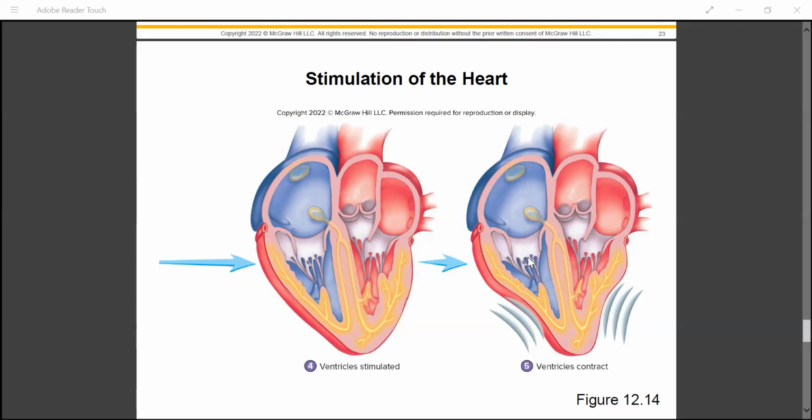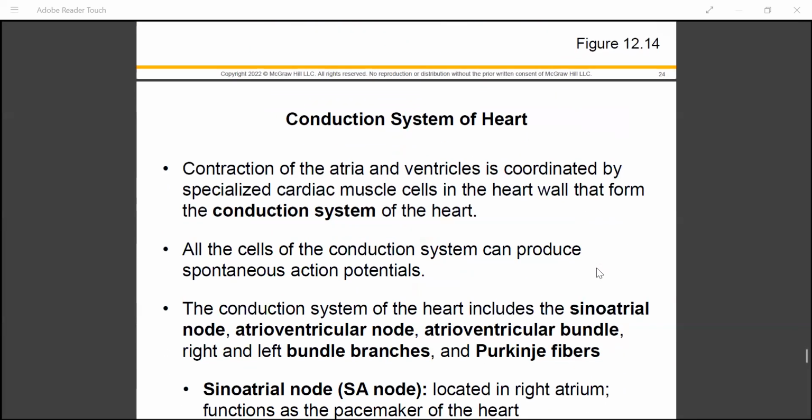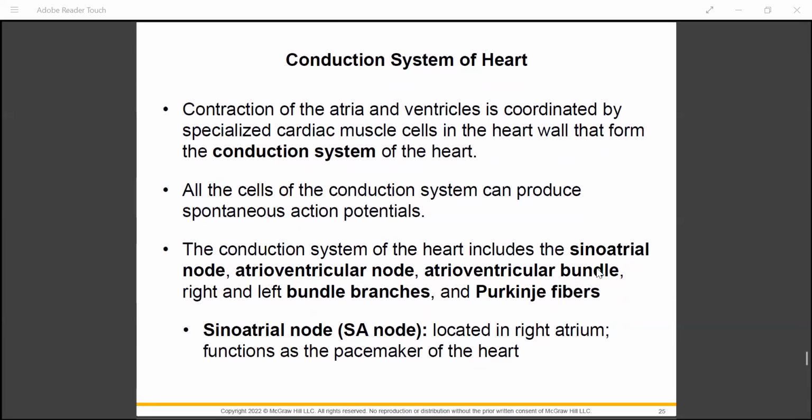Remember, our right side is going to push blood through the pulmonary valve into the pulmonary trunk to the pulmonary arteries, and our left ventricle is going to push through the aortic valve to send blood to the aorta in the body. So we call this our cardiac conduction system.